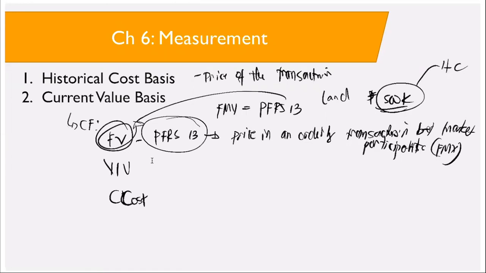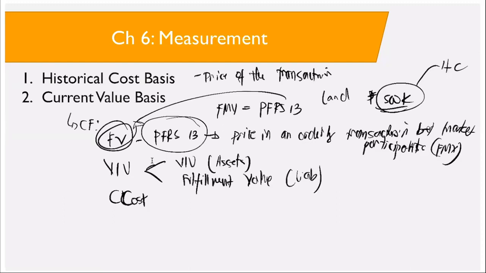Next, we have your value in use. So your value in use normally has two terms. We use only value in use for your assets and fulfillment value for your liability. Okay? Value in use for your assets and fulfillment value for your liability. So this is the current expectation over your asset or liability over their life. So current expectation over the life of the asset or liability.